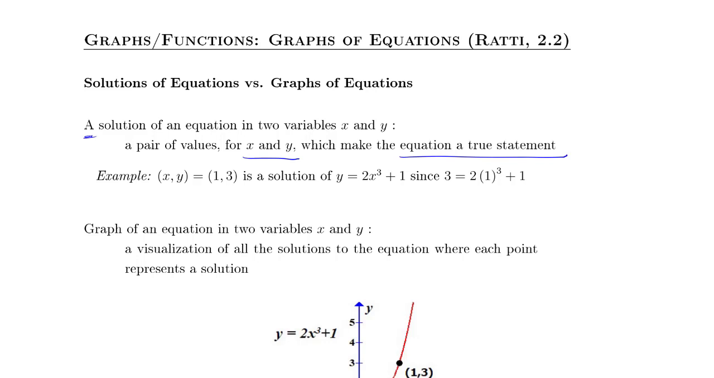So, for example, the pair 1, 3 is a solution of y equals 2x cubed plus 1, since 3, the y value, is 2 times the x value 1 cubed plus 1.